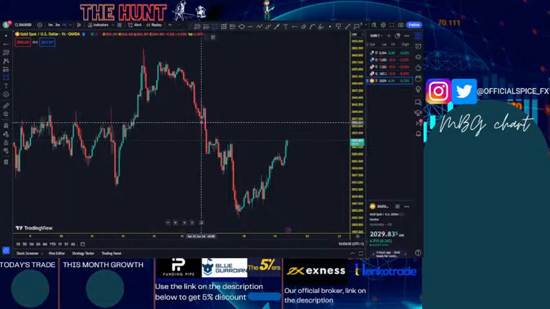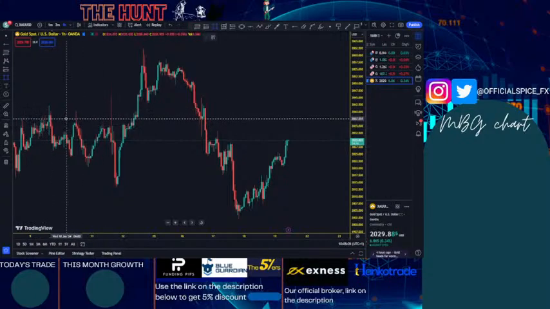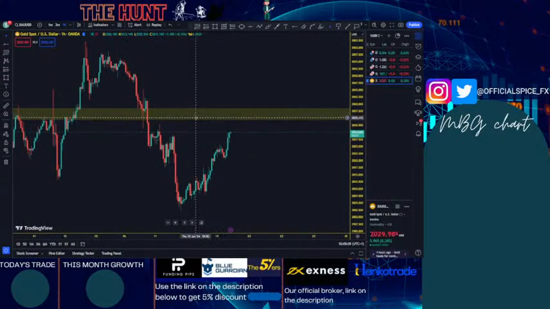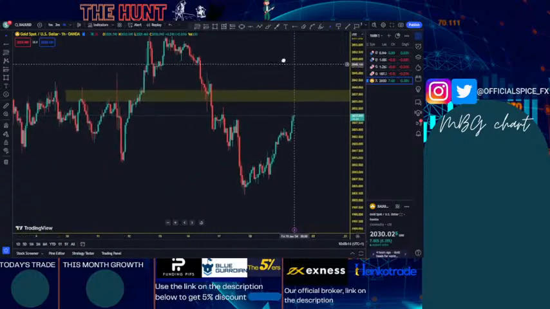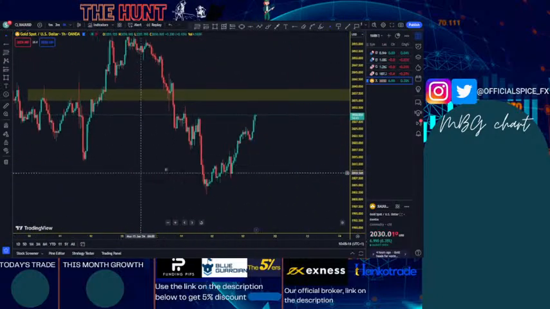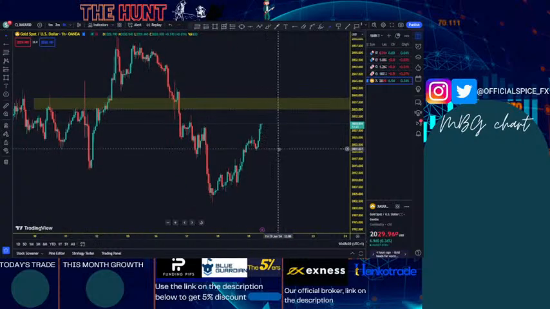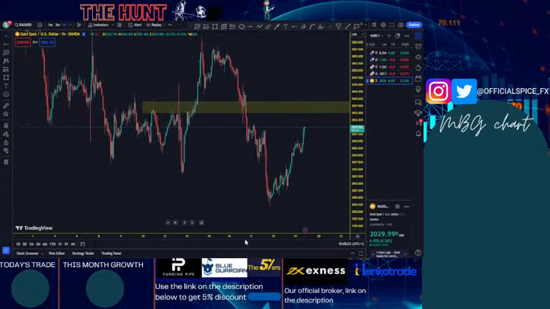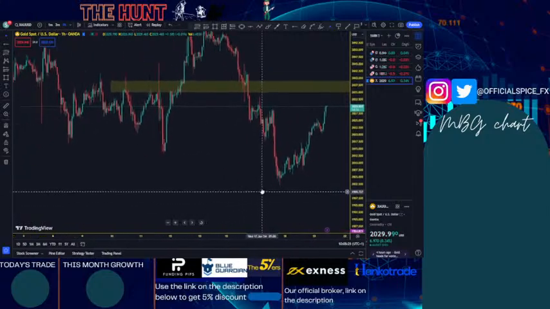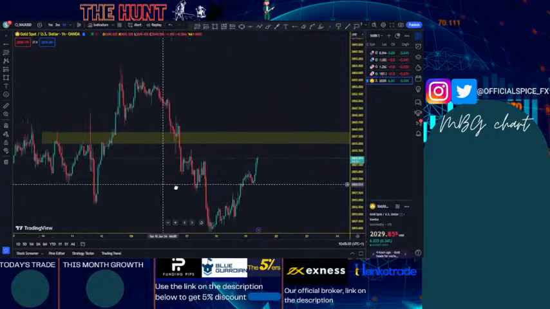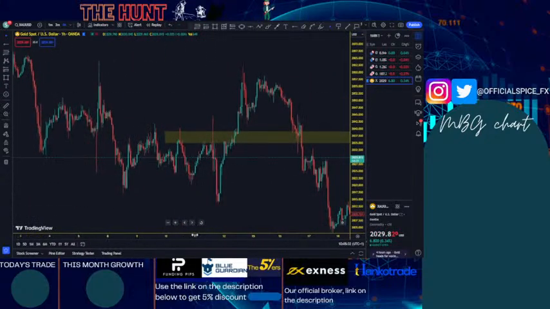We have a support, resistance right here, so this is where I'm going to wait. If I'm going to trade gold, I'll wait at this point. That's where I'll be waiting to get into the trade for a scalp. That's what I will do on gold on the 1 hour.